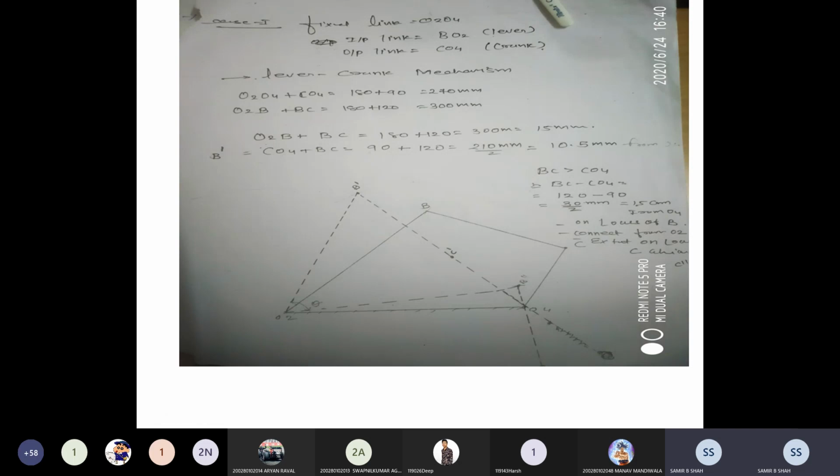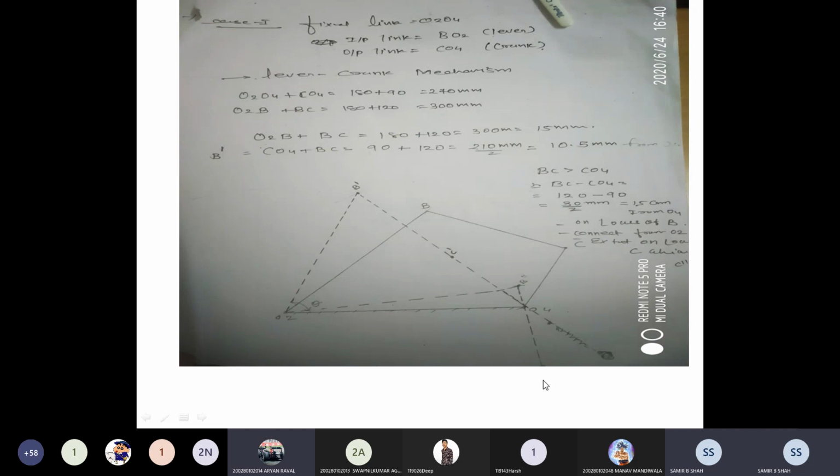Okay, now what we have to do? We join O2 with B double dash. After that, you just pass from the B double dash point, also join with O4 and the same line you have to extend. आपने जो लाइन B dash में से O4 में किया है वही लाइन को आपको एक्सटेंड करनी है.